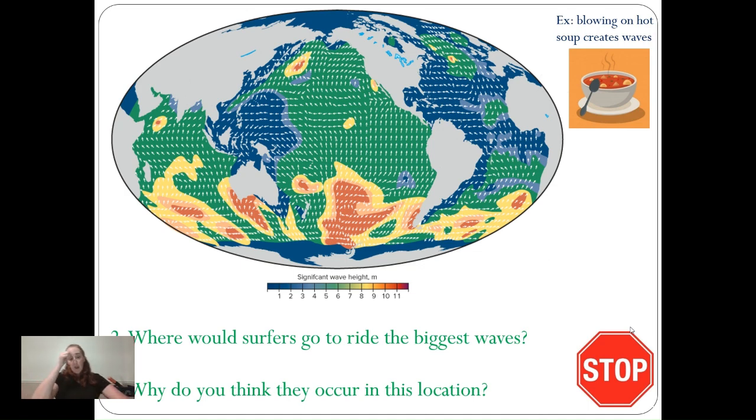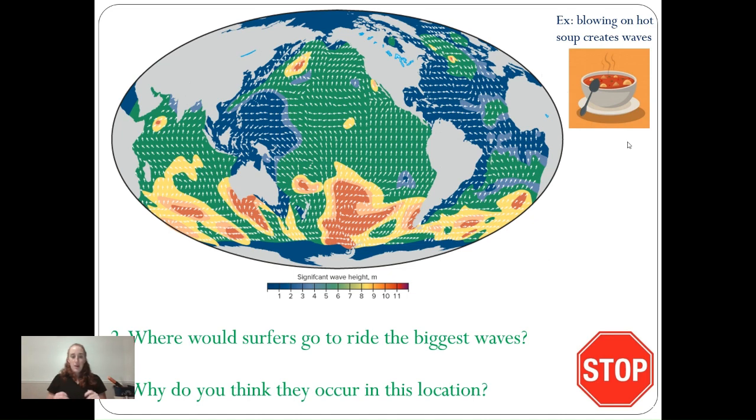You have a map here, and this map is showing you the wave height in meters all around the globe. Just to remind you, the faster the wind is blowing, the larger the waves tend to be. An example is if you were blowing on a hot soup bowl, you can create waves. The stronger you blow onto that soup, the bigger the waves you create. Same thing in the ocean.